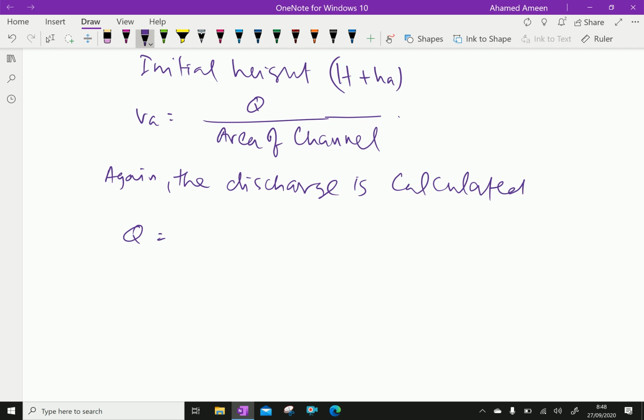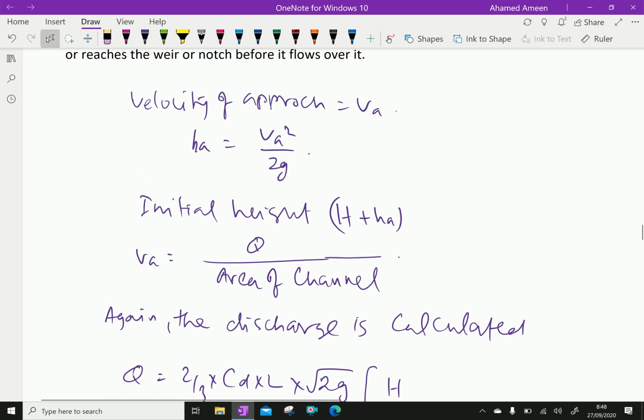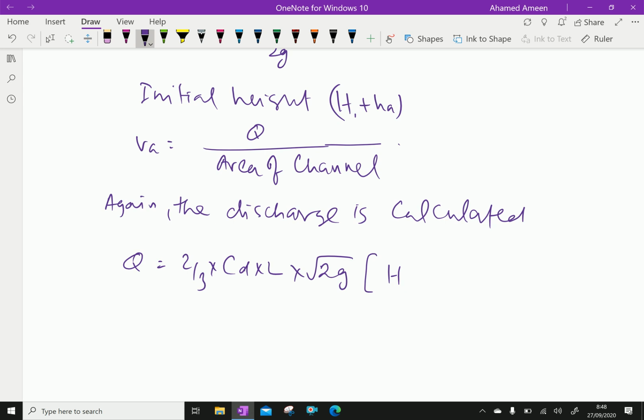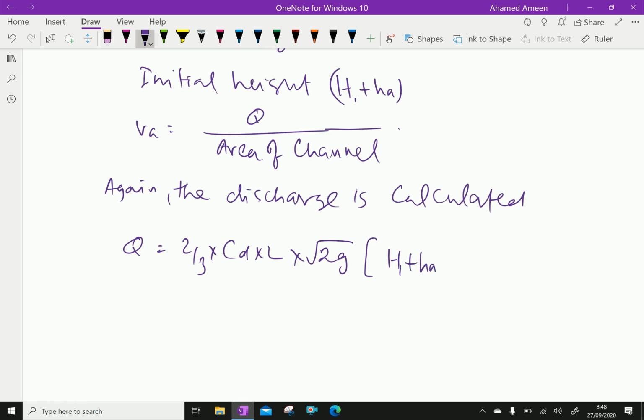Therefore, the actual discharge with velocity of approach is Q equal to 2 over 3 CD, that is the coefficient of discharge, times the length of channel, times root of 2G, into H1 plus HA power 3 by 2 minus HA power 3 by 2. This formula you have to use to find the actual discharge considering velocity of approach also.